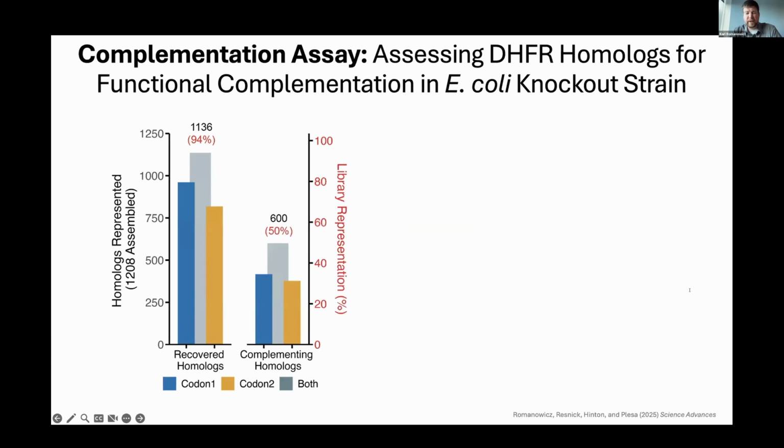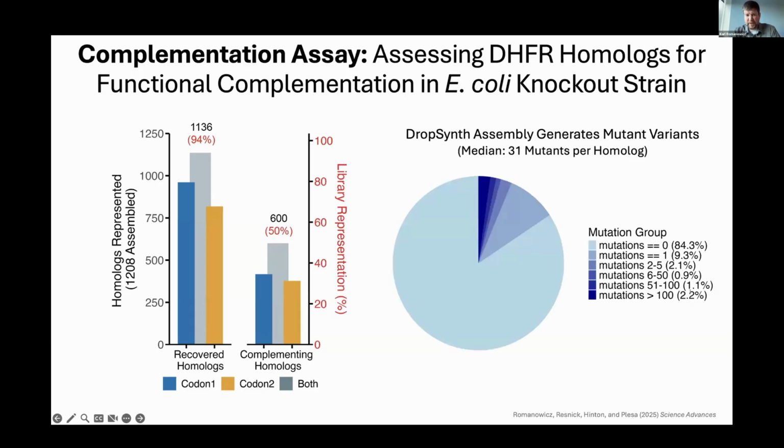And then once we've calculated and assigned fitness scores based on this barcode recovery from the transformation assays, we can set sort of an arbitrary fitness cutoff. In this case, anything greater than -1 indicates if the homolog was capable of complementing function in our growth media. And so you can see now in this case, we found that about 50% of the assembled homologs had fitness greater than -1 and could therefore complement function in the knockout strain. However, as part of the DropSynth assembly, we also generate a collection of mutant variants that are associated with each of the designed homologs.